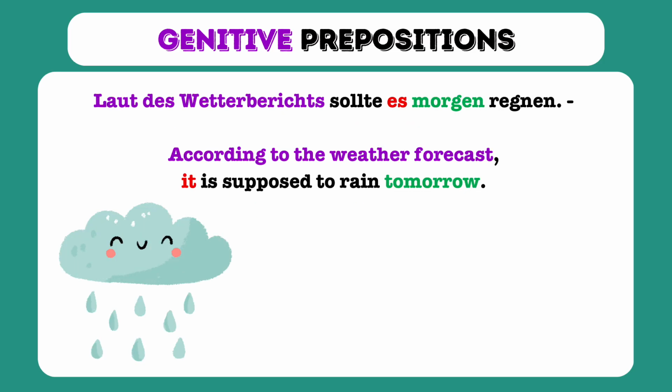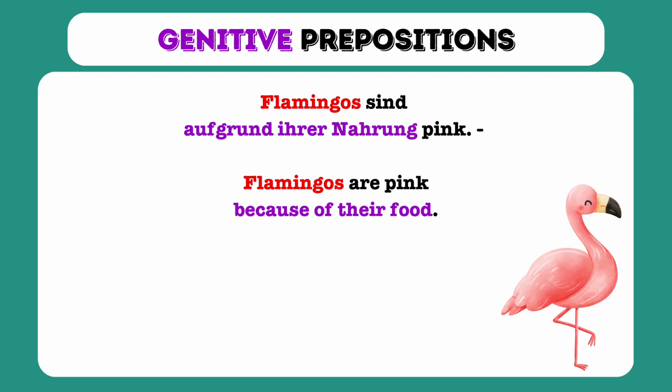Laut des Wetterberichts sollte es morgen regnen. According to the weather forecast, it is supposed to rain tomorrow. Flamingos sind aufgrund ihrer Nahrung pink. Flamingos are pink because of their food.